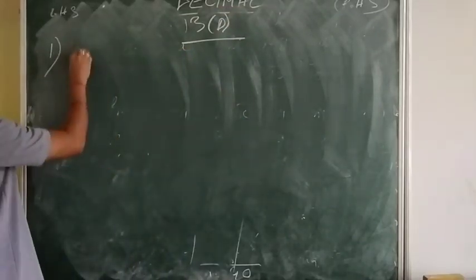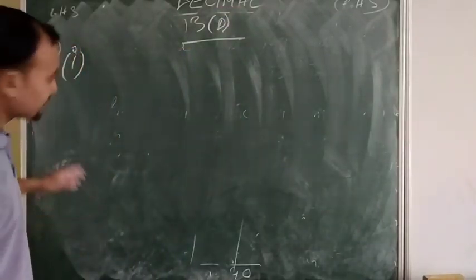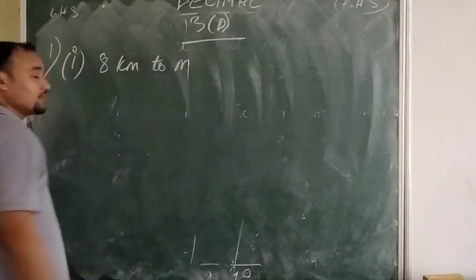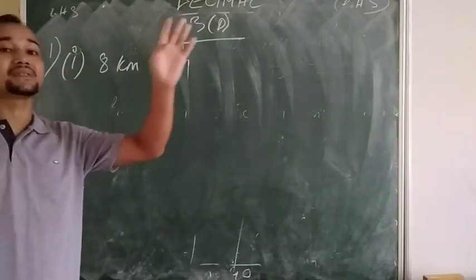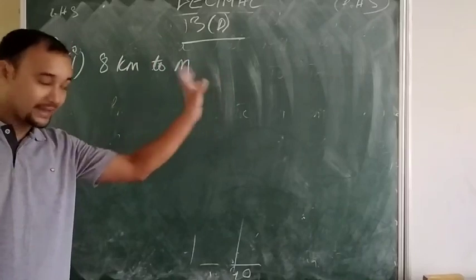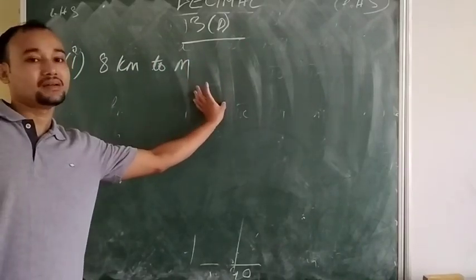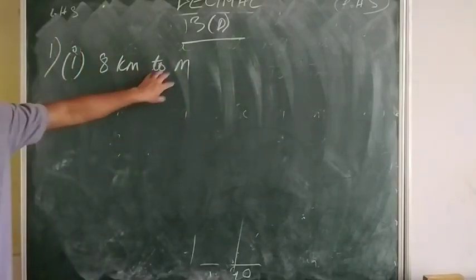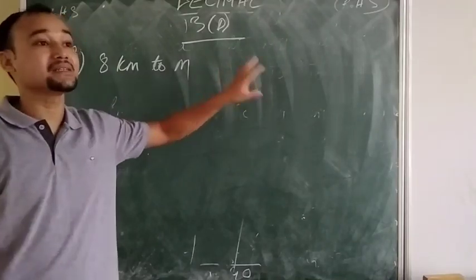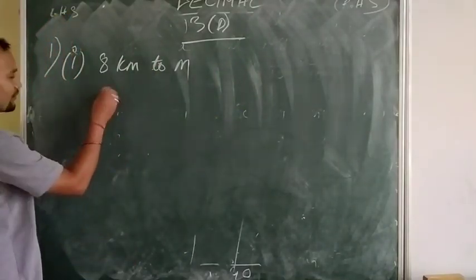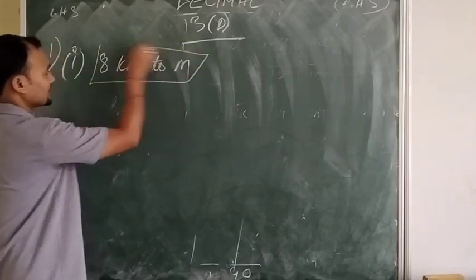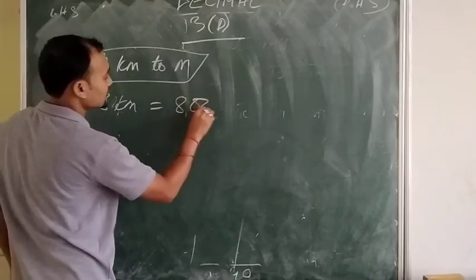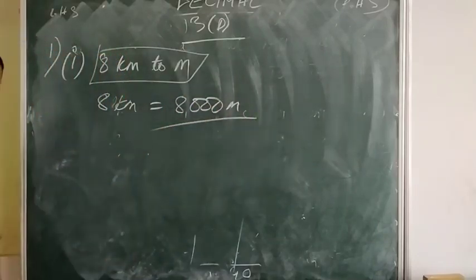Question number 1, sub question 1. Convert 8 kilometer to meter. You follow the chart. Between kilometer and meter there are 3 zeros: kilometer, then hectometer, then decameter, then meter. That is a difference of 1000. So 8 km is equal to 8,000 meter. This is the answer, simply.